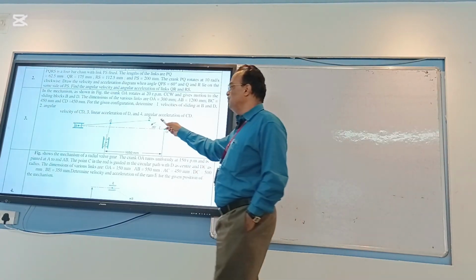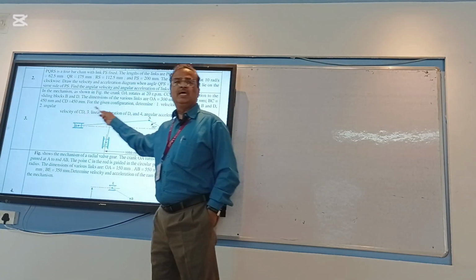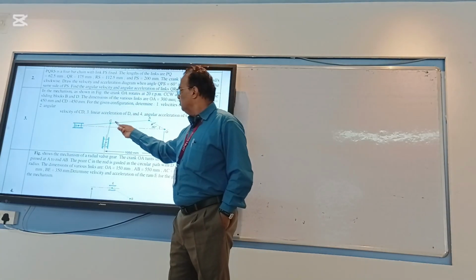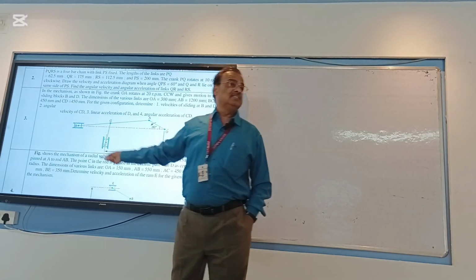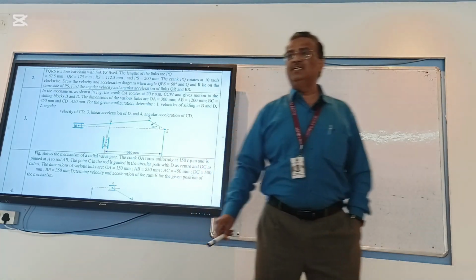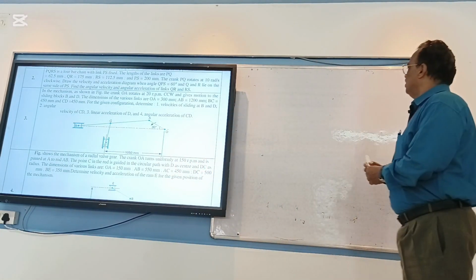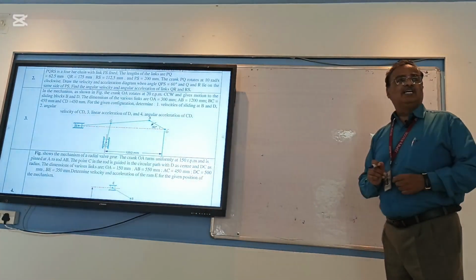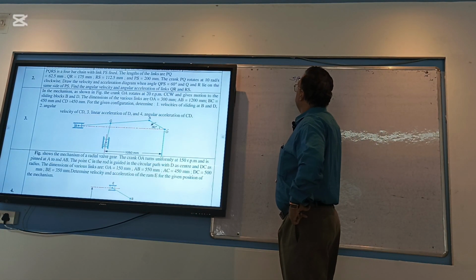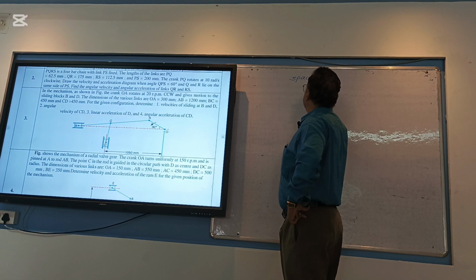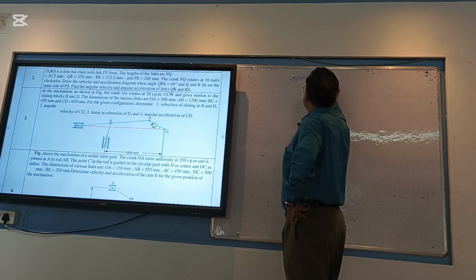Already we have solved the numerical of single slider crank mechanism. Only further two links are added and made this a six link mechanism. So how to draw the space diagram? Always you have to start with the space diagram.